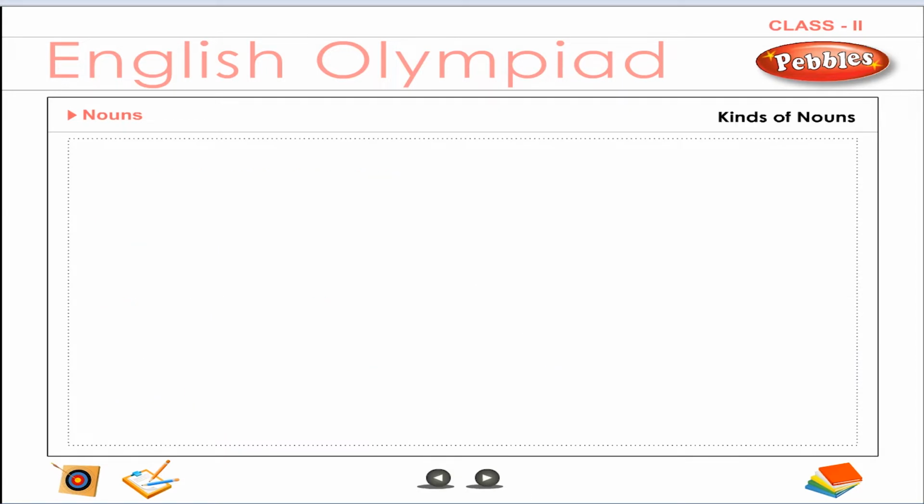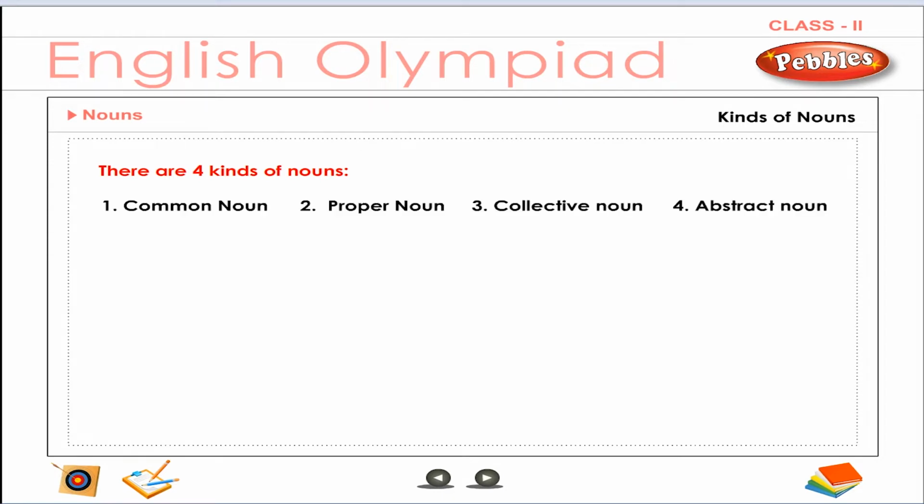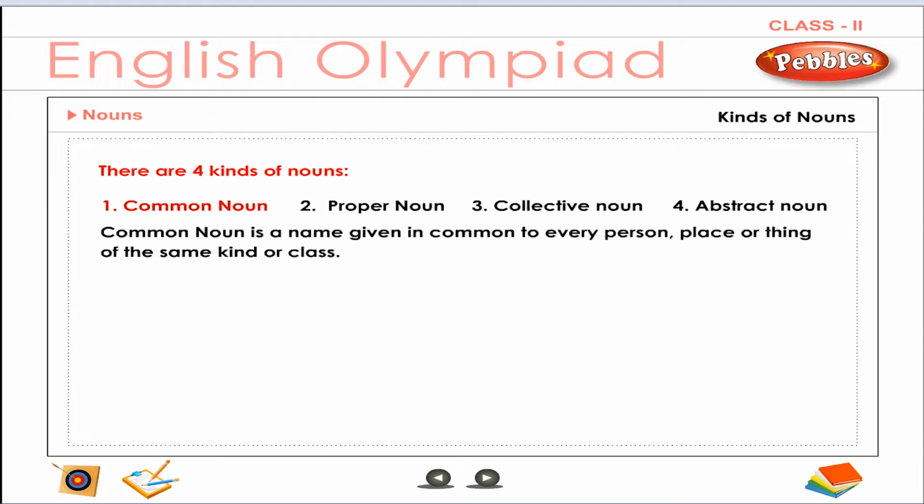Kinds of nouns. There are four kinds of nouns: common noun, proper noun, collective noun, and abstract noun. Common noun is a name given in common to every person, place, or thing of the same kind or class.